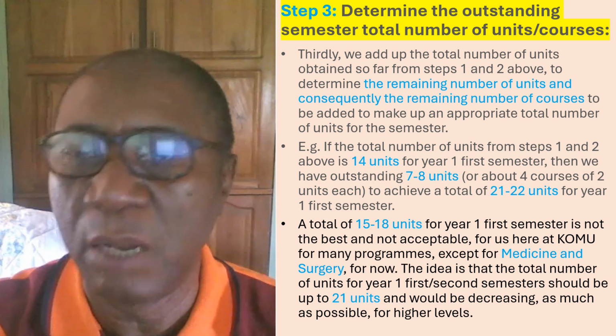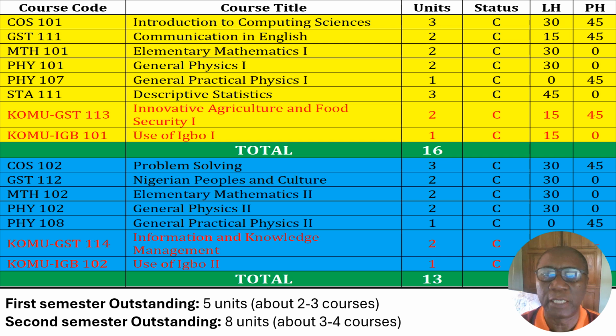We will come to that, but let's look at the example we are practicing. For instance, here, we now discover that we have taken steps 1 and 2. Step 1 is that all these courses in black here are the 70% compulsory courses. Then you can see these ones in red, the GSC 113 and Igbo 113, are our compulsory GS courses. So the black ones are step 1, the red ones are step 2.